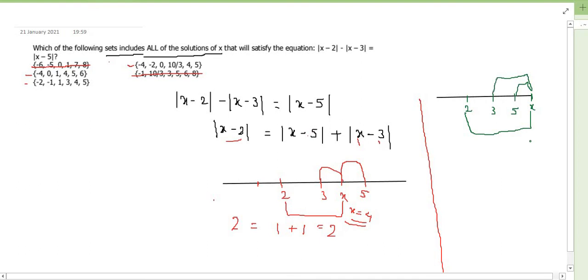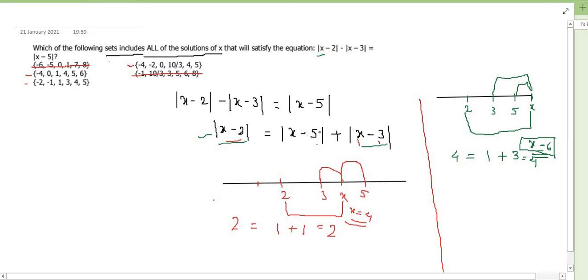What if x is 6? Okay, so if x is 6, then x minus 2, so 6 minus 2, is going to be 4, which is equal to, let's check this side, the right hand side. So it will be 6 minus 5, the absolute value is 1, plus 6 minus 3, the absolute value is 3, which is again 4. So LHS is equal to RHS. So at x is equal to 6, this equation holds true, right? So we can say that x is equal to 6 is also a solution of this equation, right?